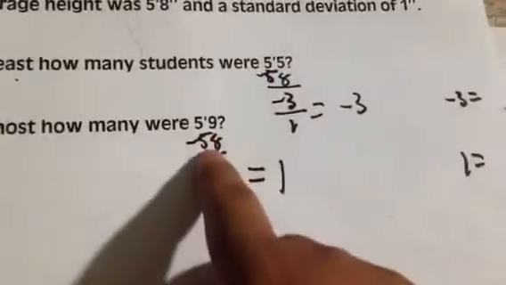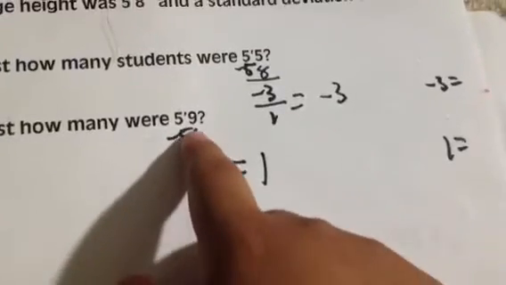So 5'9", 5'8", 1. Now I'm gonna say it is 1. So at most you see here. So at most is the most you can do, is just stop and get the z-score. All right.